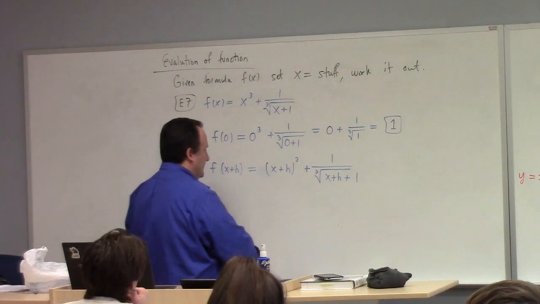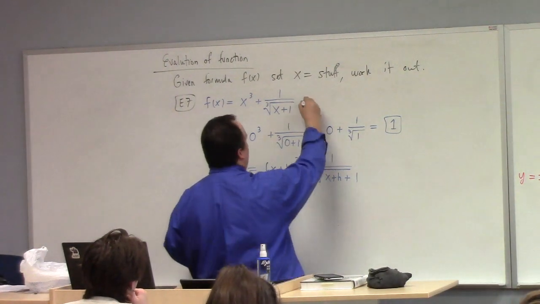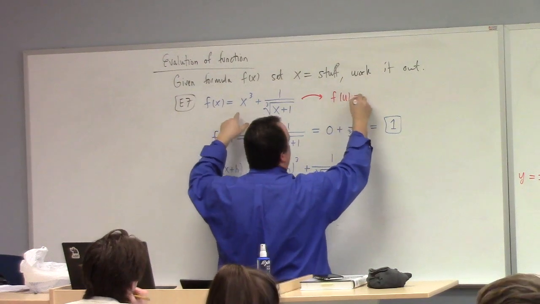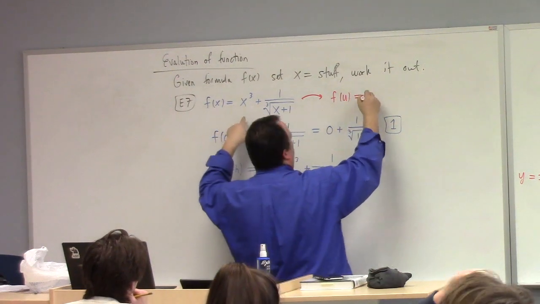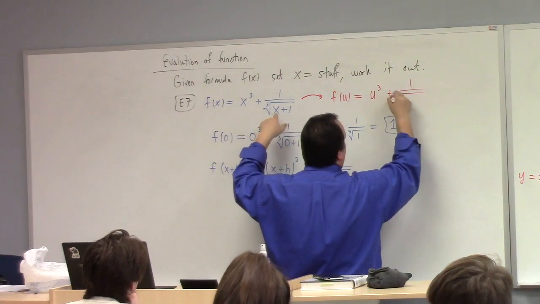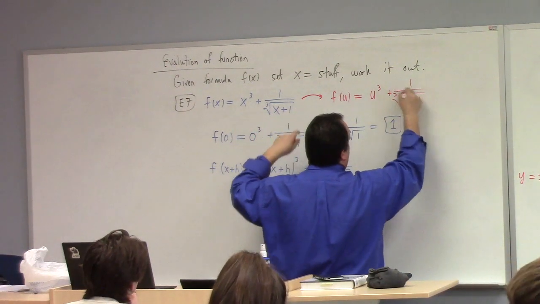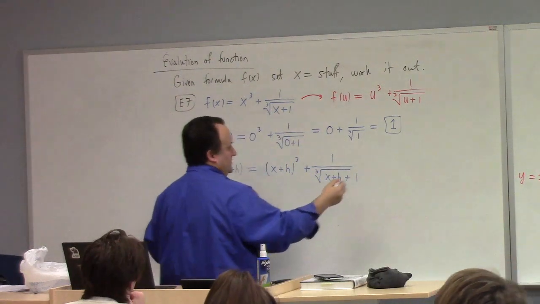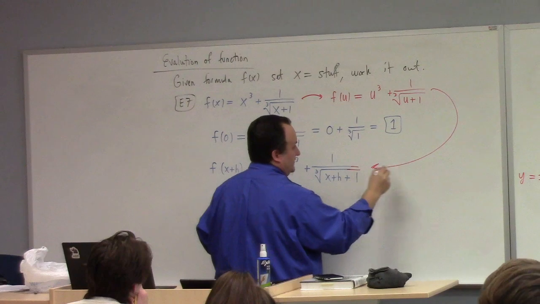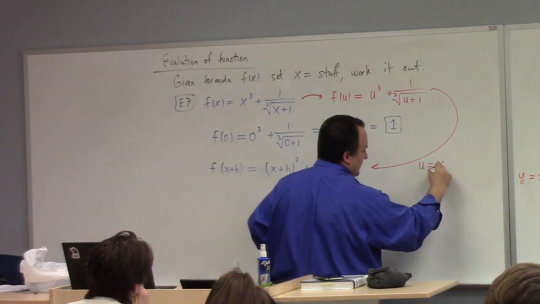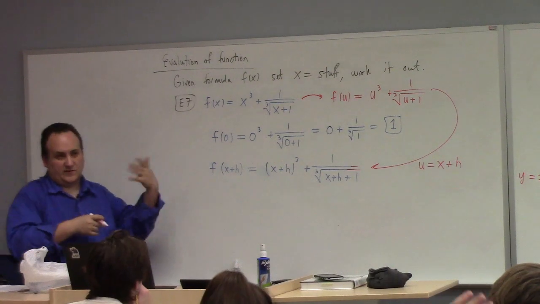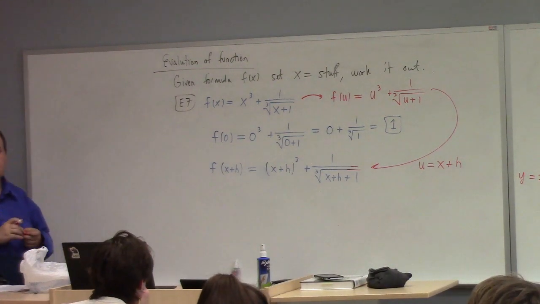For problems like this, I find it sometimes helpful to take the given formula and rewrite it in terms of a different letter. So let's say u. f of u is u cubed plus 1 over the cube root of u plus 1. If I do that, then to get down to this answer, I just put u equal to x plus h, and then we can see where that came from. It's just a substitution, is all it is.